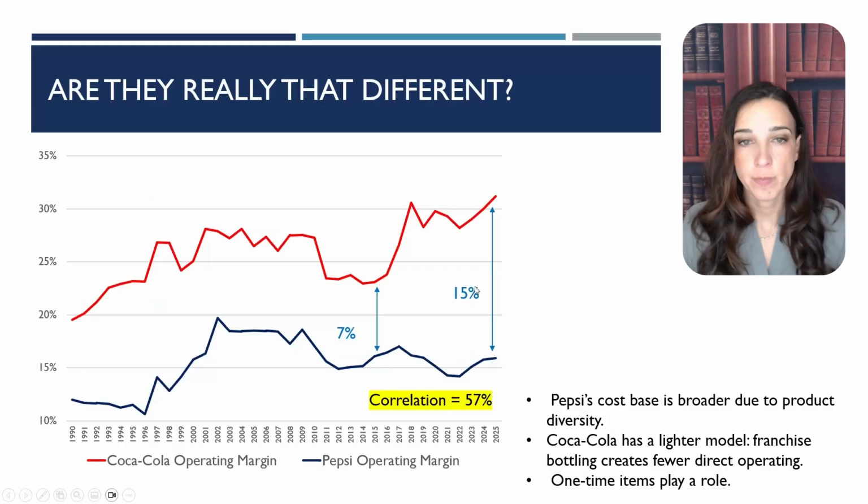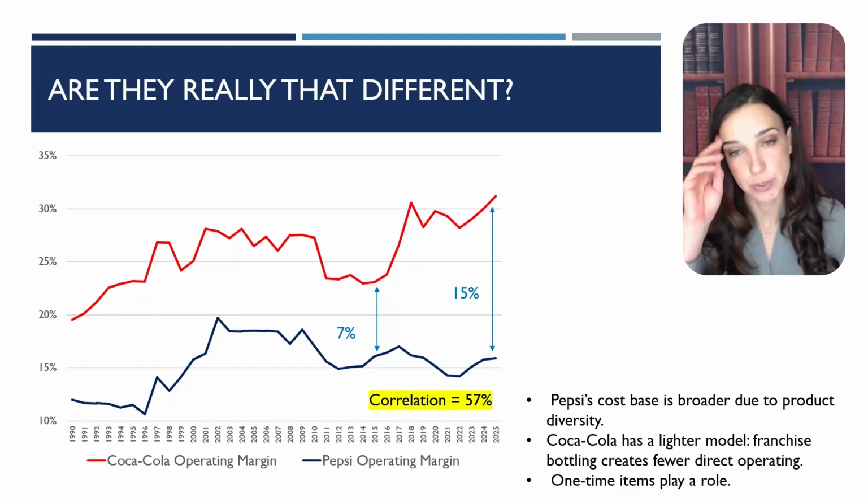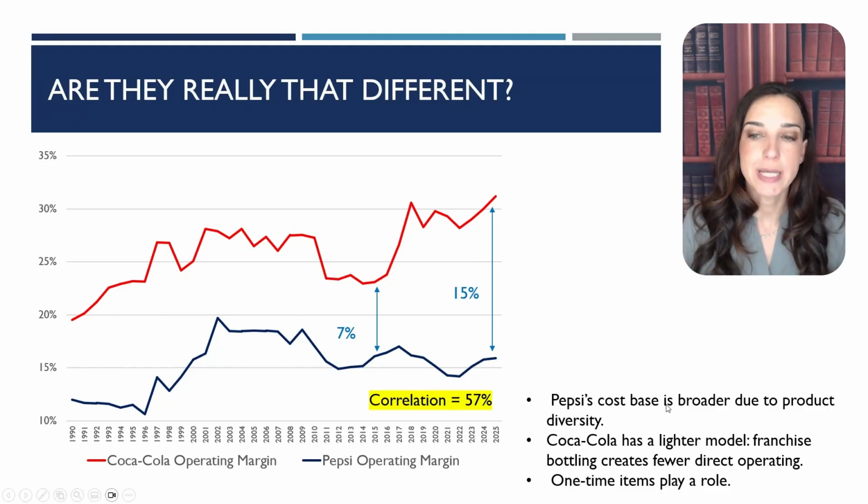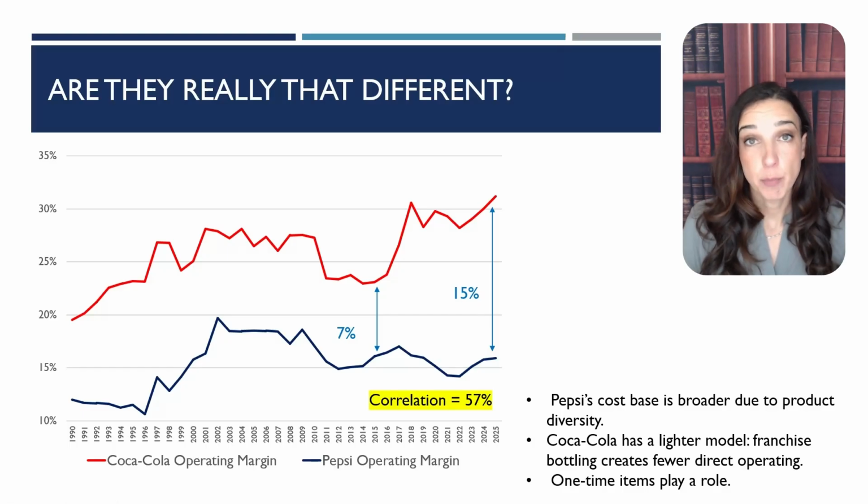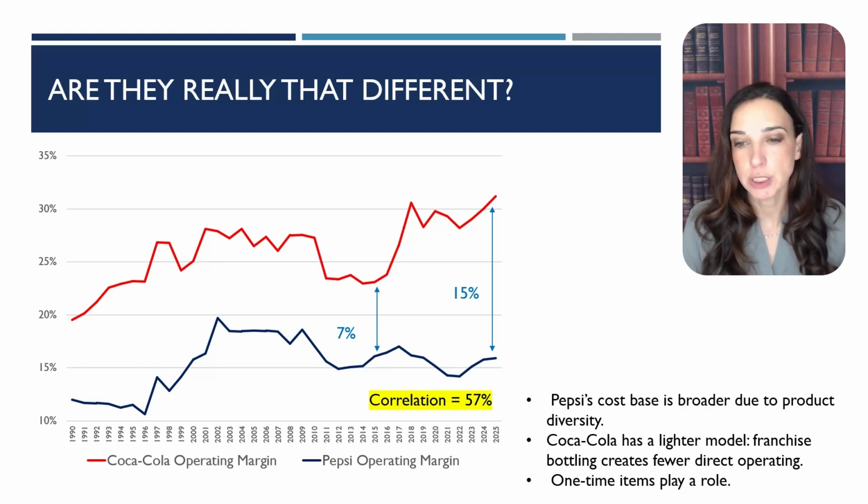Let's do the same analysis for their operating margin. Coca-Cola has consistently been higher than Pepsi throughout the entire period. They've expanded that difference just in recent years to 15%. Pepsi's cost base being broader doesn't just add complexity in terms of their production, it adds complexity in all other aspects of their operations, and it makes it harder to really optimize the efficiency there.